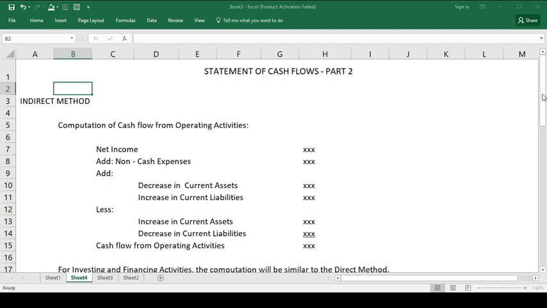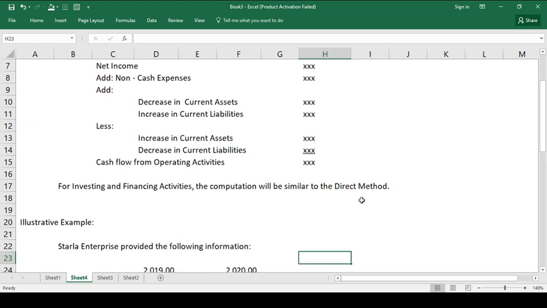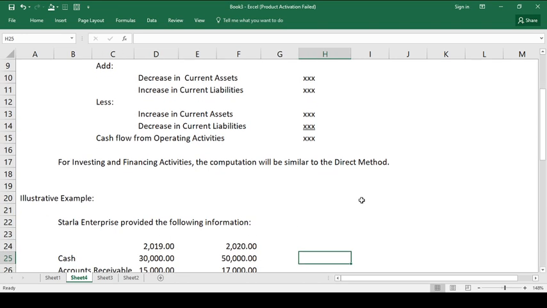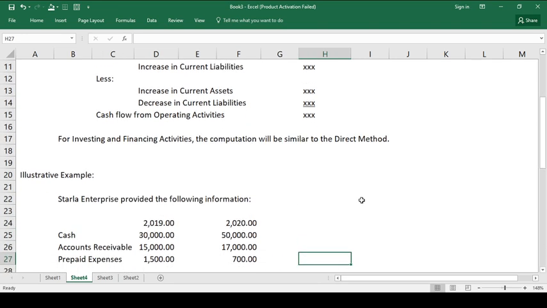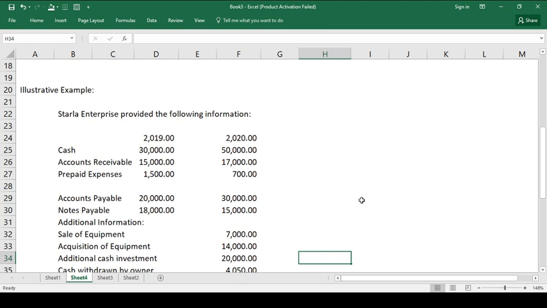Another thing that we need to remember is that for investing and financing activities, kung ano po yung computation natin on the direct method, yun din po yung gagamitin natin. So, it means that once we use the indirect method, magkakaiba lang ang computation ng operating activities. So, to illustrate the indirect method of presentation of the statement of cash flow, I prepared a simple illustrative example. I will read it to you guys.